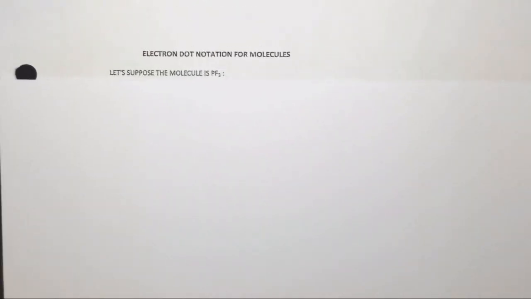Okay, so we're going to look at applying these rules using our electron dot notation that we learned earlier. Whereas before you were just given the elements, you will be given the molecule. So the molecule that we are doing is PF3. Do you have this in your notes packet? Okay. Make this a little bit bigger.